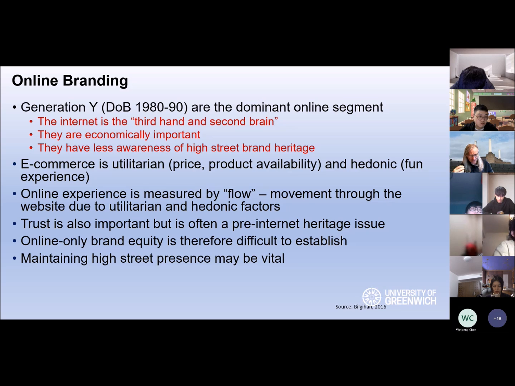In the online environment, trust becomes really important. The online brand is actually really difficult to establish. You can establish it on the high street because you can put up a sign, you can put up your logo or something like that.